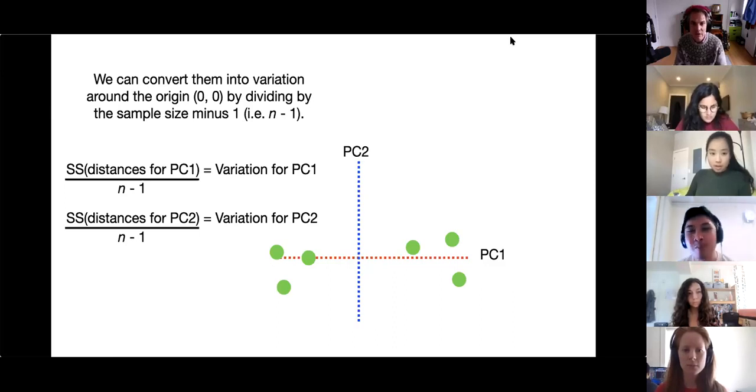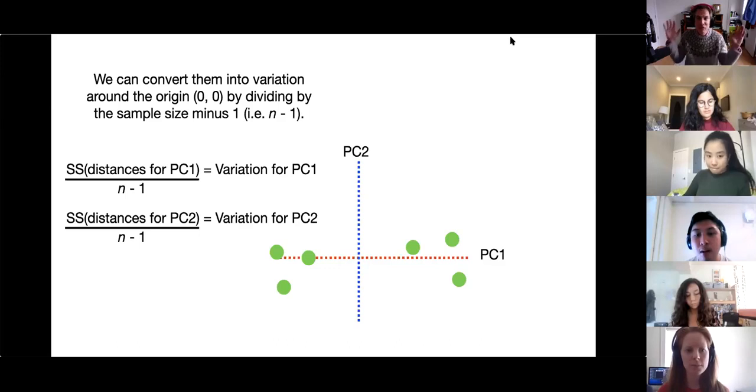We can convert them into variation around the origin. Remember, the origin is (0, 0), by dividing by the sample size minus 1. So I'm just a guest lecturer. I don't know if you guys have talked about how to calculate variation. If not, here's how you do it.